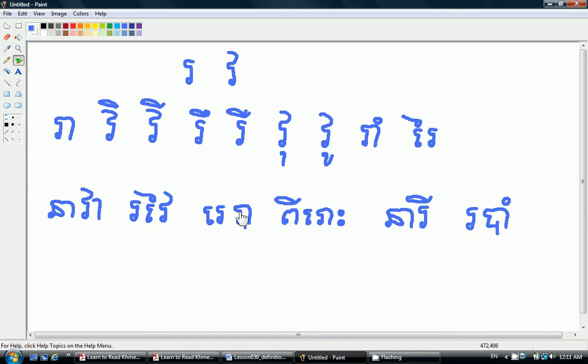For your assignment, please say ro and write it 10 times. Do the same thing for vo. Say it and write 10 times. For these words, say each word and write 2 times each.